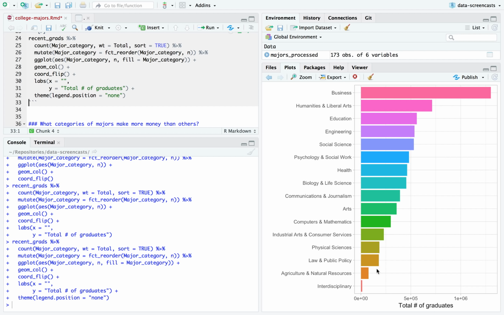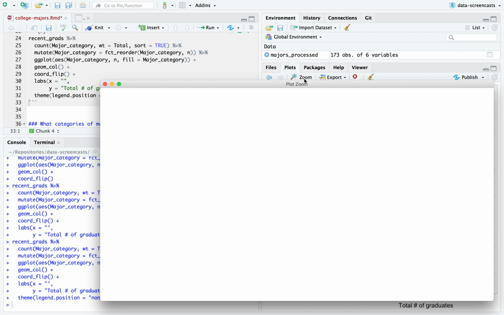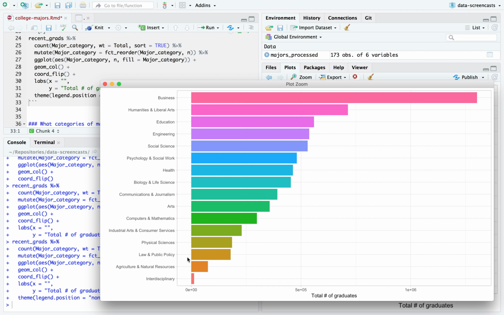A lot of our plots do this. It's a very easy trick, but the truth is I'm really into how it makes the graph kind of interesting to look at. So now we're seeing the most common are business, humanities and liberal arts, education, engineering. Our highest earning one comes in at fourth, and some of the less common ones are law, public policy, agriculture, natural resources.